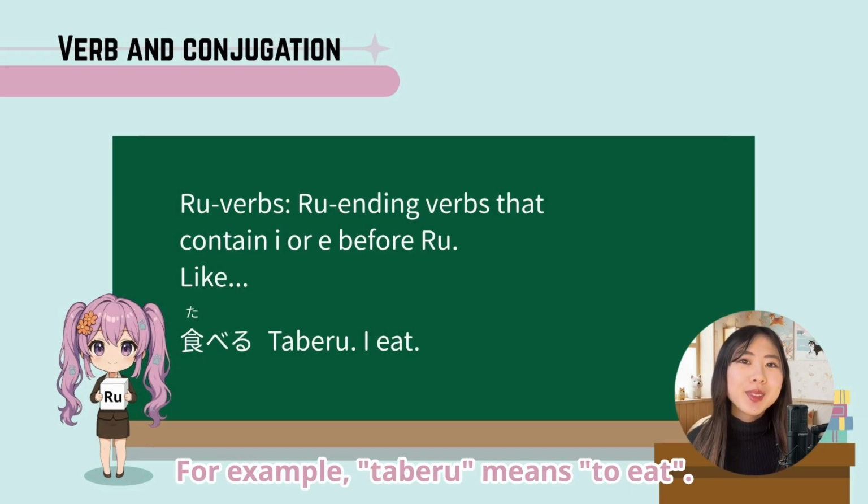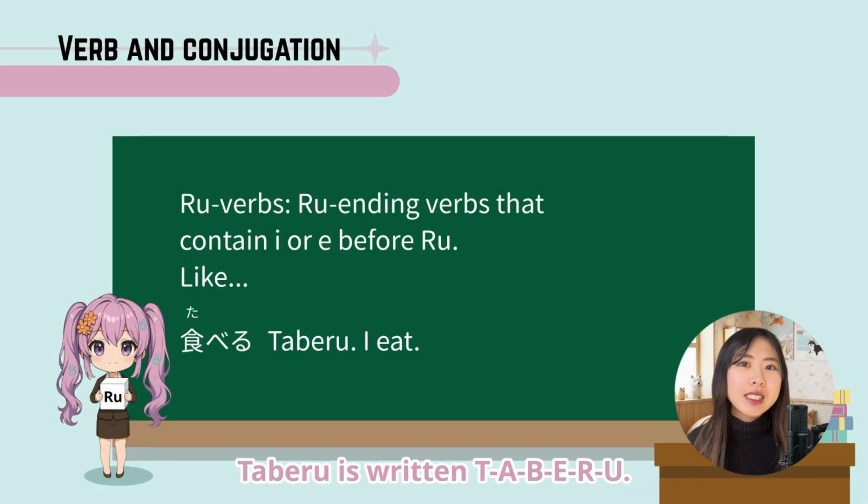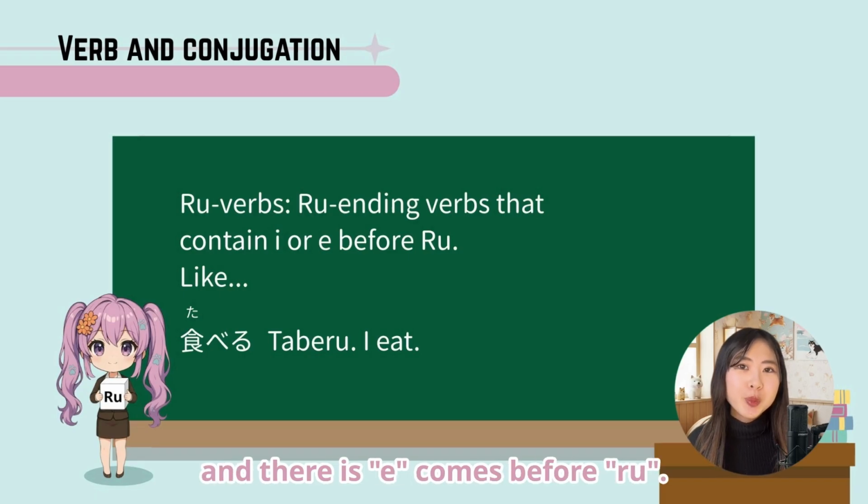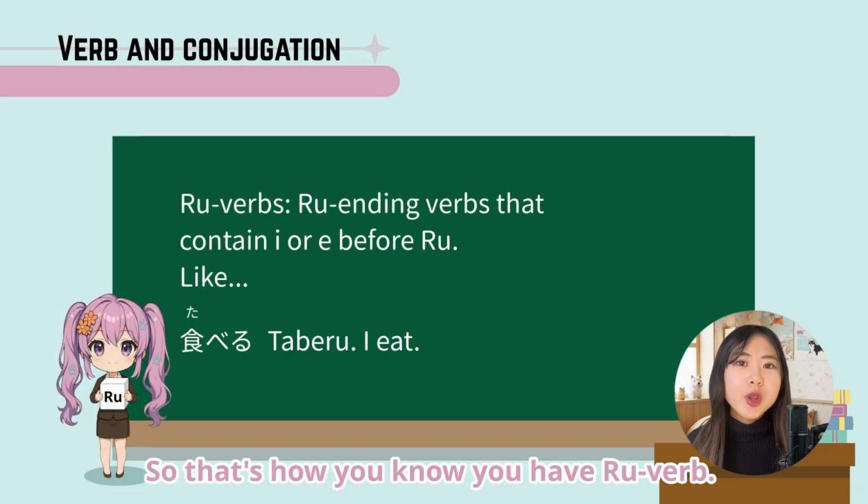For example, 食べる means to eat. 食べる is written T-A-B-E-R-U. So there is a ru sound at the end and there is an E that comes before ru. So that's how you know you have a root verb.